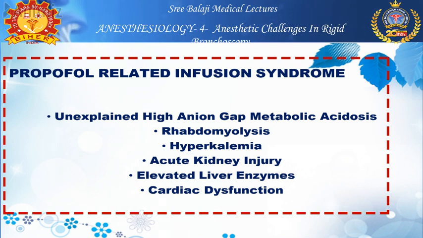The other symptoms that are seen as a part of propofol-related infusion syndrome are rhabdomyolysis, hyperkalemia, acute kidney injury, elevated liver enzymes, and cardiac dysfunction. So the best way to avoid this syndrome is that we should be very careful with the usage of this drug, and we can use other agents like dexmedetomidine in small doses to replace it, and also supplement with opioids to reduce the dosage of propofol.